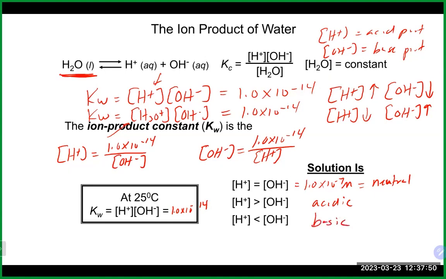So you could actually calculate both the H plus concentration and the OH minus concentration in the solution. You could compare the two values, and whichever one is larger, it will be either acidic or basic, depending. And if they're equal to each other, it will be neutral.